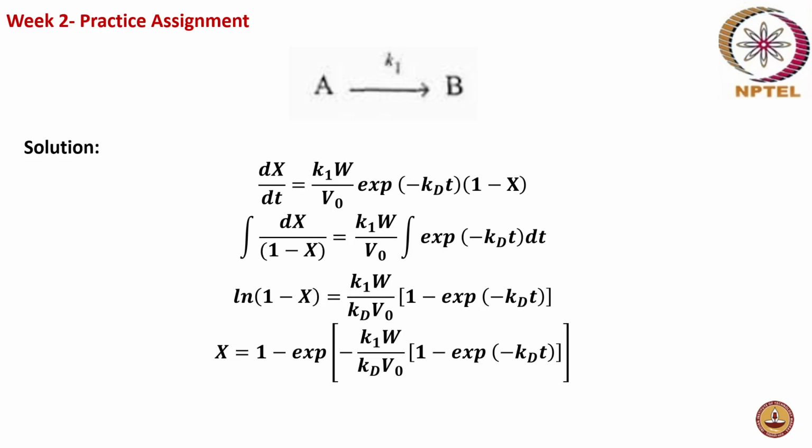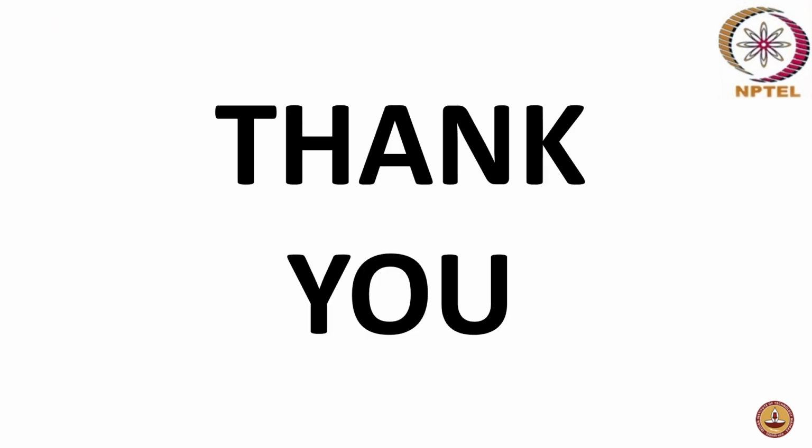Finally, if you rearrange these terms, you will get an expression for the conversion. Your conversion is nothing but 1 minus exponential of minus k1 into W by kd into V0, into 1 minus exponential of minus kd t, where k1 is your reaction rate constant and kd is the decay constant for your catalyst. Okay, this is going to be your final expression. Fine. You're able to understand, right? Yes, ma'am.